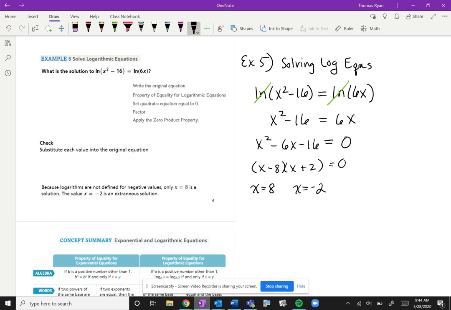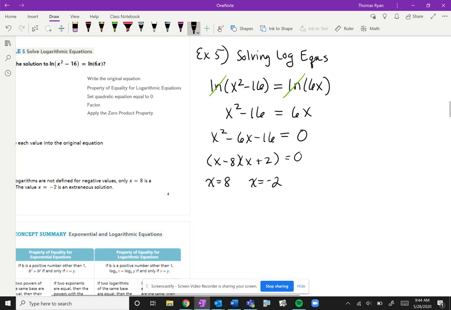We got to check it. So we're going to come over here. We need to test now if these are extraneous. So let me use that word. We need to test. Okay. So let's test x equals 8. So we're going to do the ln of 8 squared minus 16. Does that equal ln of 6 times 8?